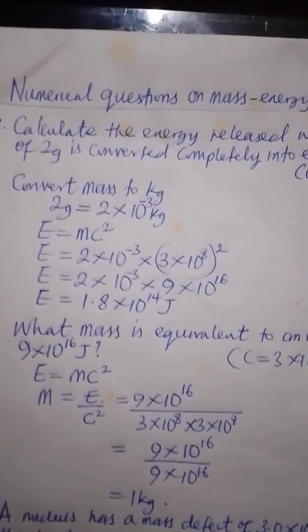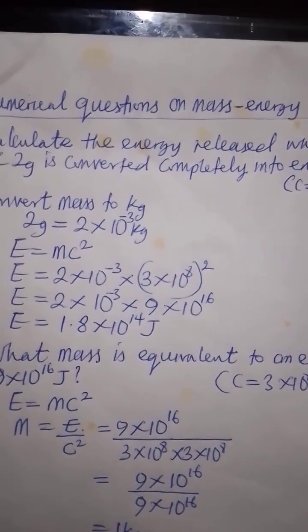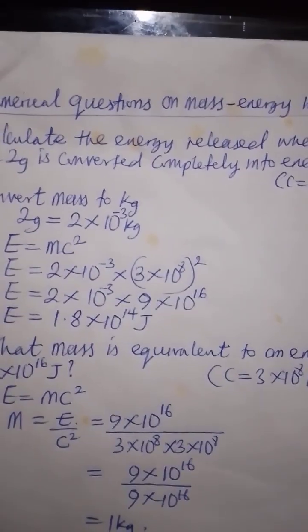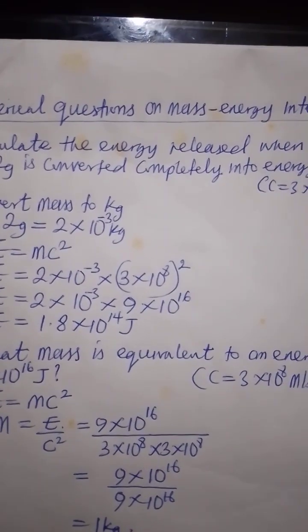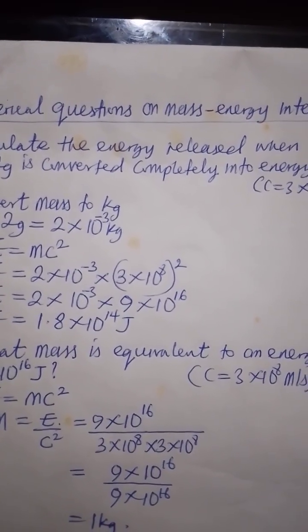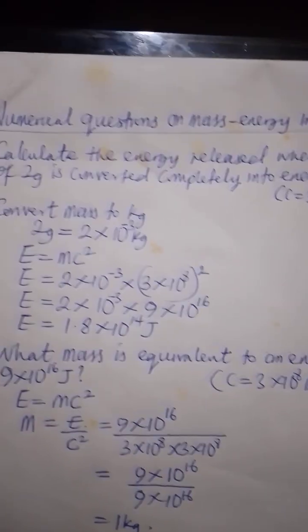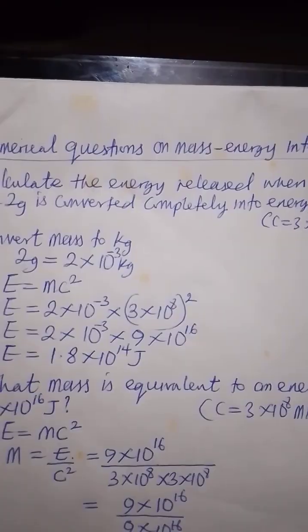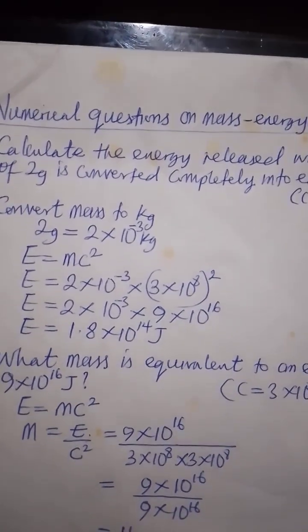Remember, in part 10 we looked at Albert Einstein's theory of relativity, where we stated that mass and energy are interconvertible. That is, mass can be converted into energy and energy can be converted into mass. Today we're going to look at numerical questions on mass energy interconversion.